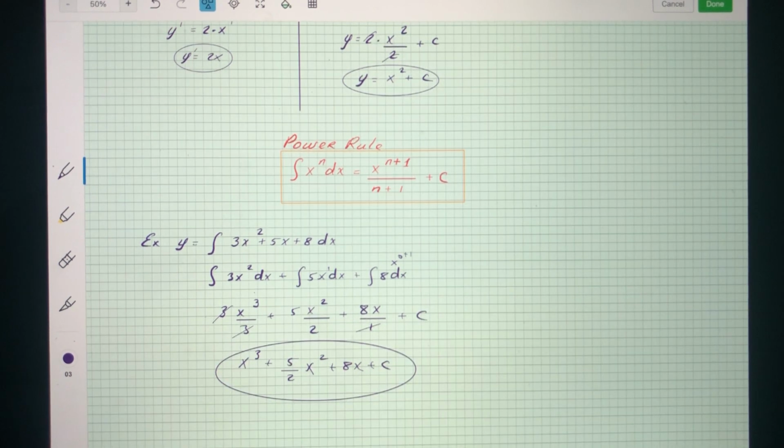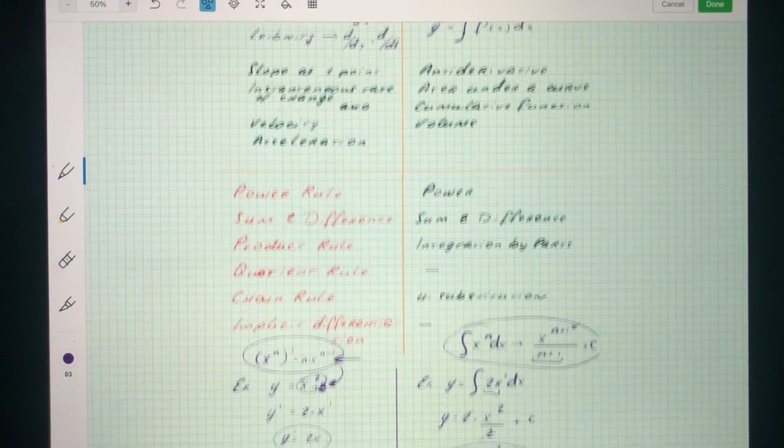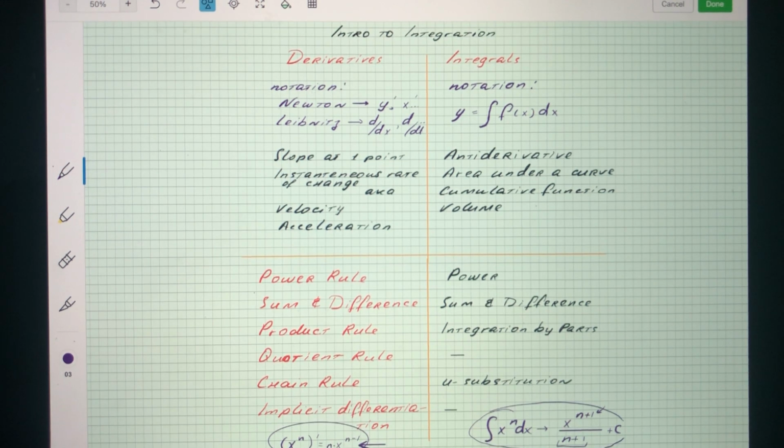And that's it. This is the introduction to integration, and the first rule that we discussed is the power rule.